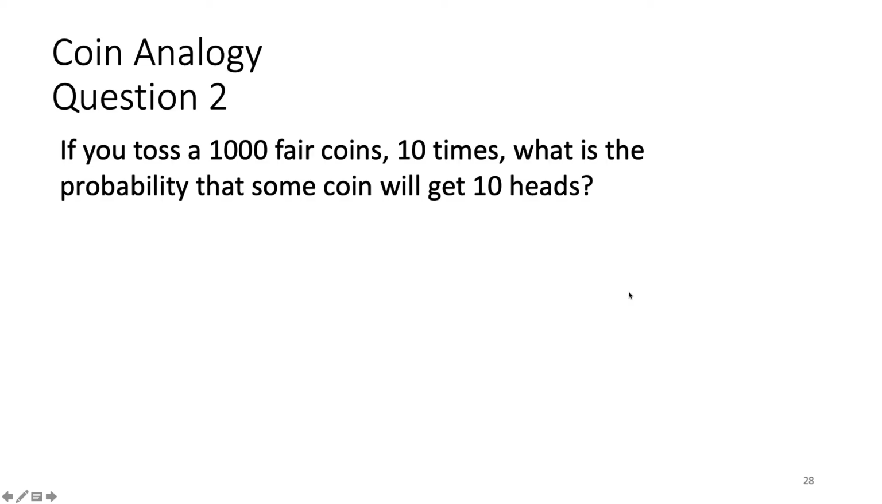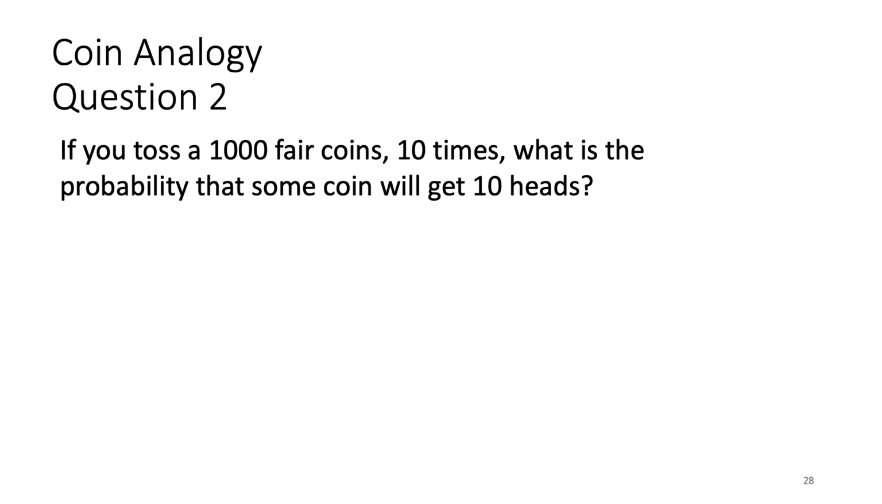If you toss 1,000 fair coins 10 times, what's the probability that some coins get 10 heads? So now instead of one coin, we have 1,000 coins, and we're going to toss each of them 10 times. What's the probability of getting some 10 heads, rather than none of them getting it, so that we have at least one? How are we going to approach this?